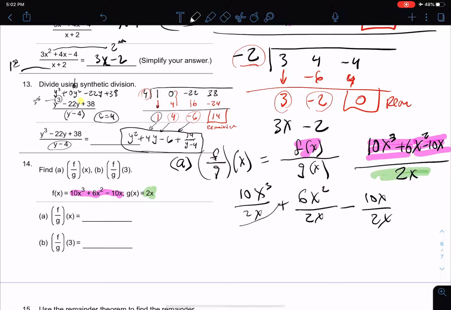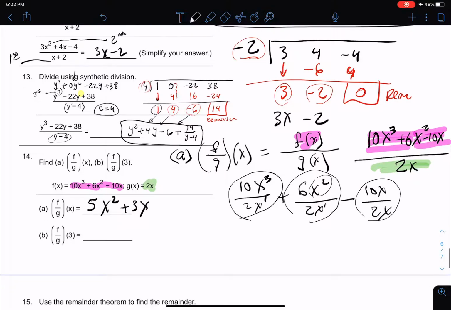And so the first term I get is 10 divided by 2, which is 5, and x to the third reduced with one of them is going to be x squared. My next term is 6 divided by 2, which is just 3. And I've got x squared up top, reduced with 1x, leaves me just 1x up top. And then finally, minus the last term, 10x divided by 2x is just going to be 5. So that is finished: 5x squared plus 3x minus 5.